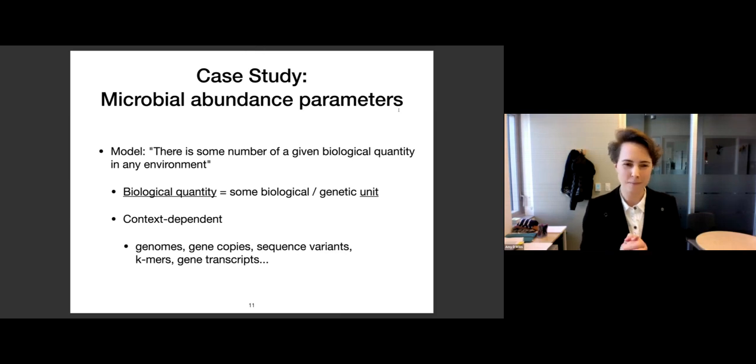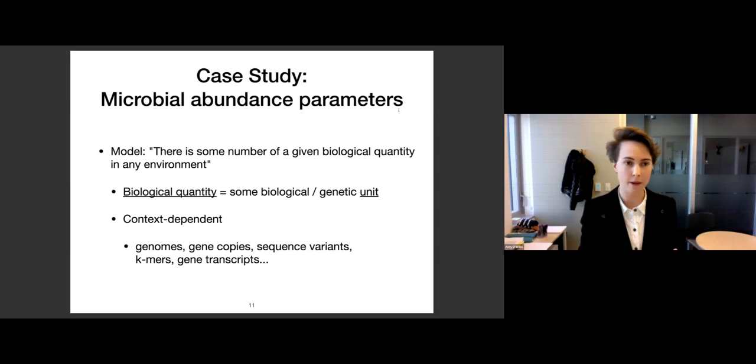Okay, so this is my model. My model is that there is some number of a given biological quantity in any environment. Okay, that sounds pretty fuzzy. Let's get specific. So when I say biological quantity, I'm talking about some genetic or biological unit that you define, and that can be dependent on the context in which you're studying your data.